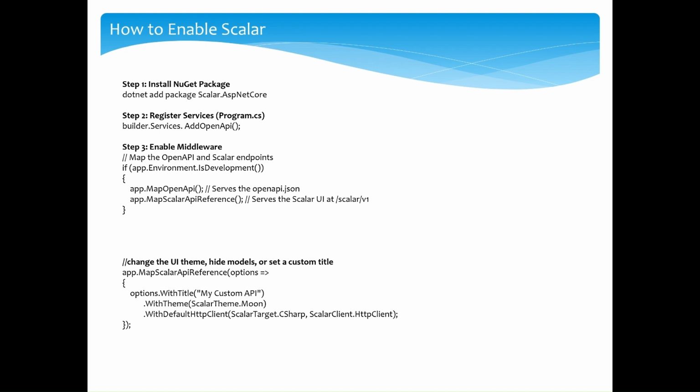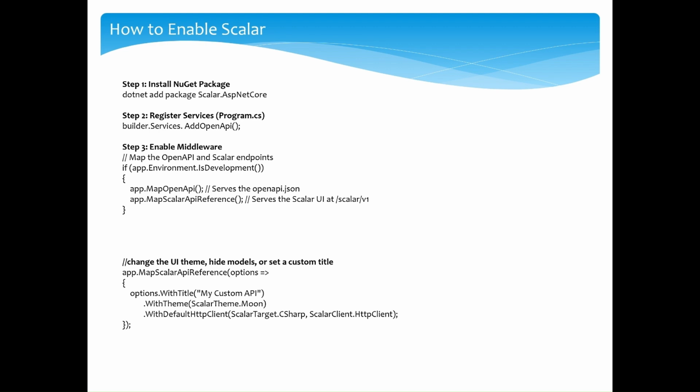Enabling Scalar in your ASP.NET Core Web API is easy and straightforward. It takes three simple steps. We need to install a NuGet package. You can do this via the CLI command dotnet add package Scalar.AspNetCore. Step 2, we jump into our Program.cs file and register the required services. We simply add services.AddOpenApi. This tells the application to generate the underlying OpenAPI specification document. Step 3, we enable the middleware in our HTTP request pipeline.